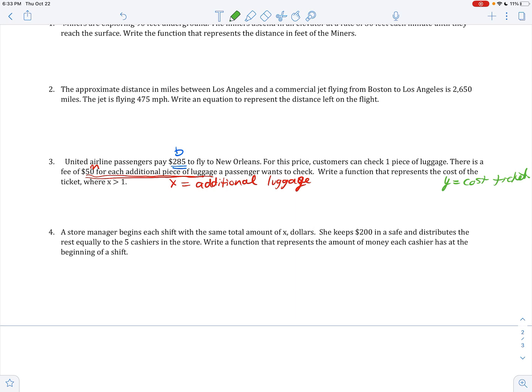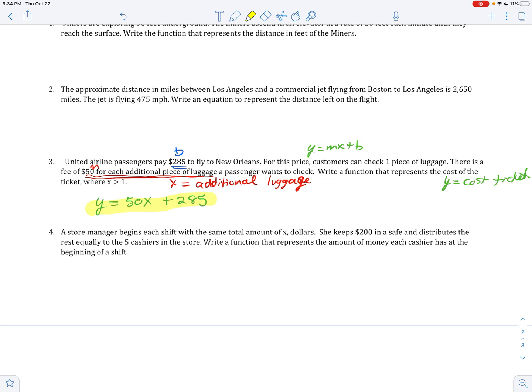And now we're ready to write our function. Seeing as how we have a slope here and we have a starting amount, we're probably writing this in slope-intercept form. That's y equals mx plus b. So the cost of the ticket is $50 for each piece of additional luggage plus the $285 starting fee. And we're done.